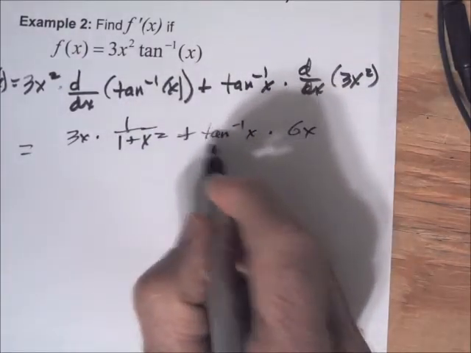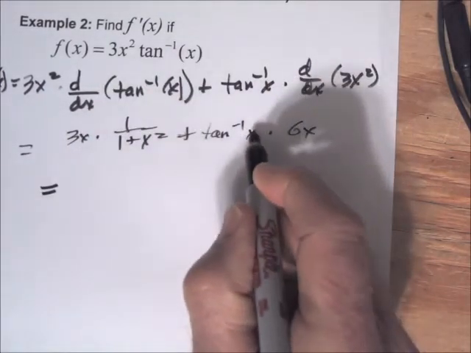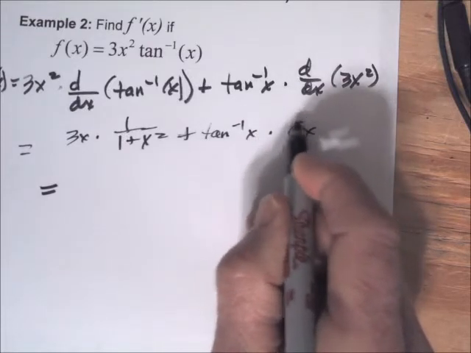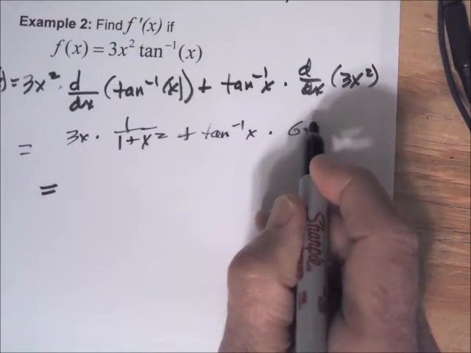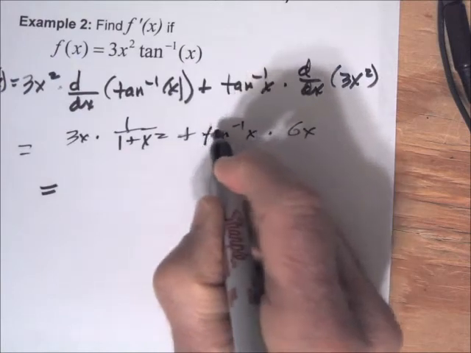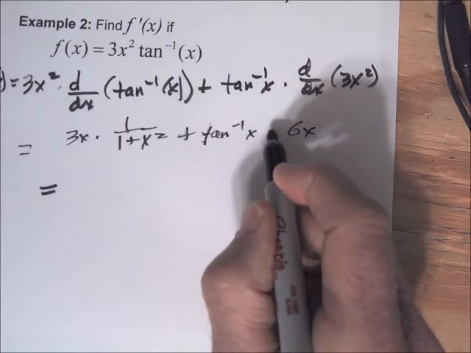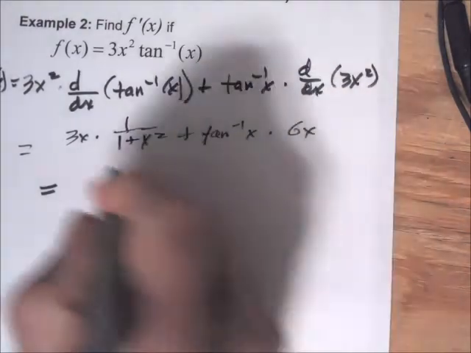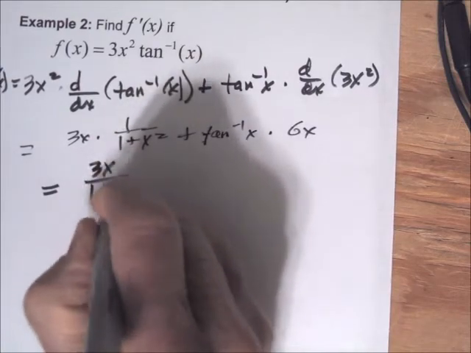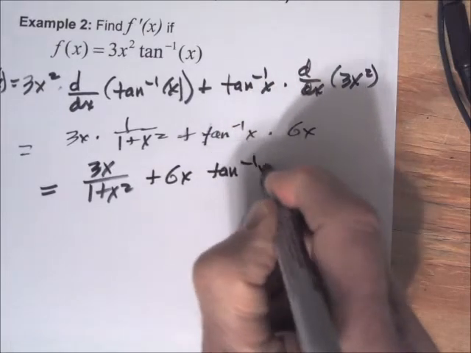Usually the coefficient goes in front. With trig functions and inverse trig functions, if it's multiplied by an algebraic expression, I think it's a little clearer if you put the algebraic expression in front, so it doesn't look like we're taking the tangent inverse of this product. 3x times 1 is 3x, so we'll have 3x over 1 plus x squared plus 6x tangent inverse x.